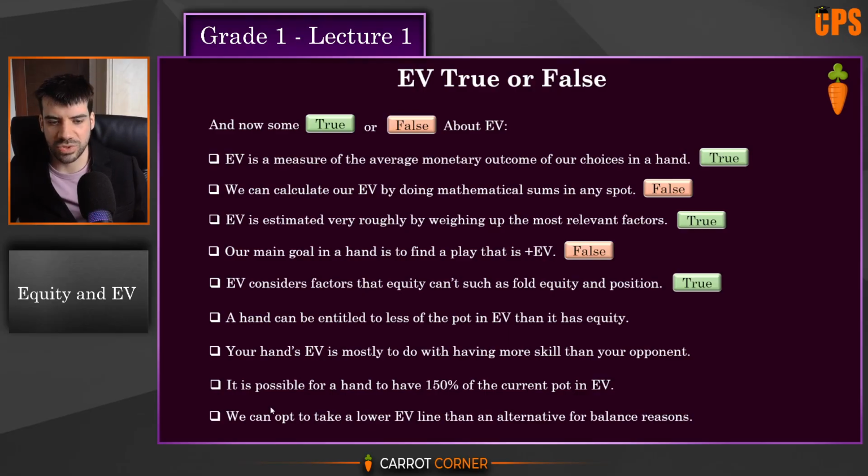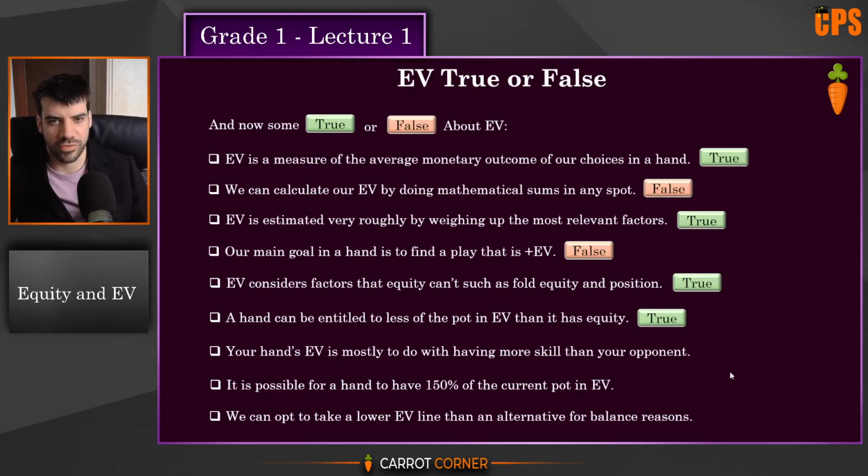A hand can be entitled to less of the pot in EV than it has equity. Absolutely. Whenever you have to fold, your EV goes to 0. So if there's a percentage that you have to fold throughout the course of a hand, then there's a percentage in that hand of branches in the tree where EV becomes 0. Unless there are lots of branches where it's far greater than the equity, that hand will be entitled to less of the pot in EV than it has equity.